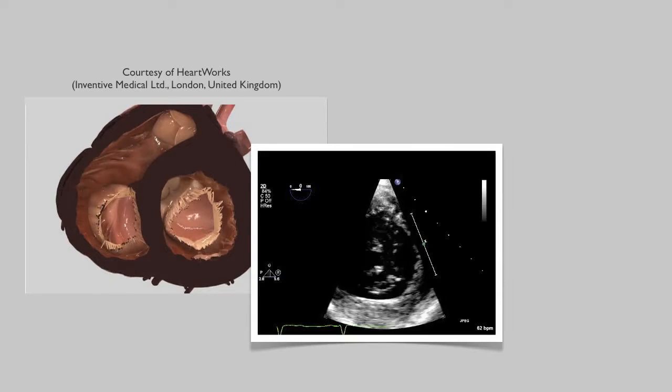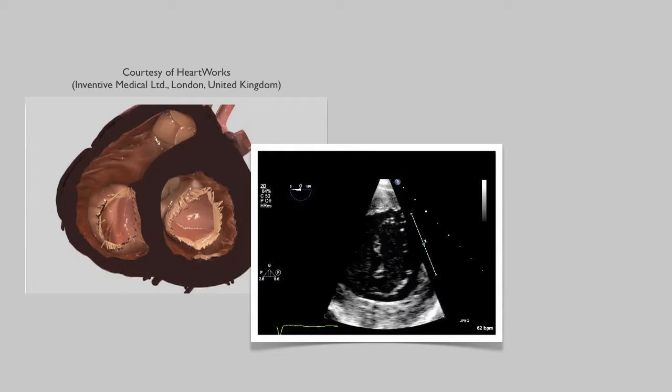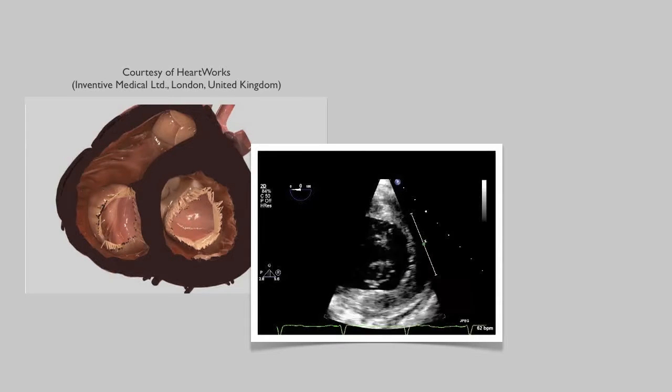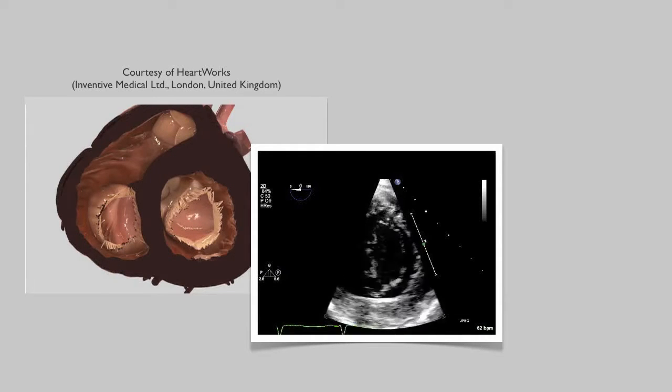The image on the right shows an echocardiographic view of the mitral valve in the transgastric basal position. In this view, the posterior leaflet appears on the right of the screen, while the anterior leaflet appears to the left.